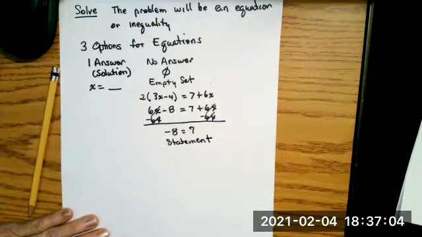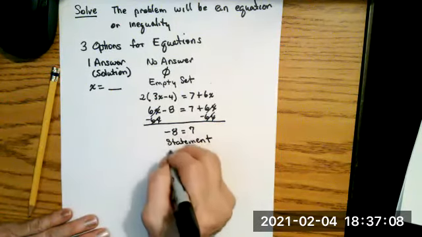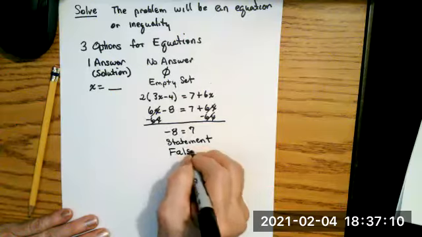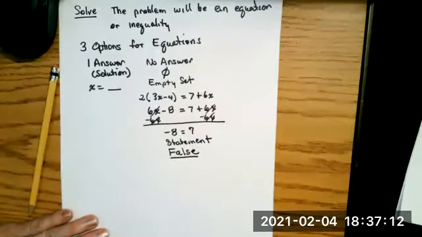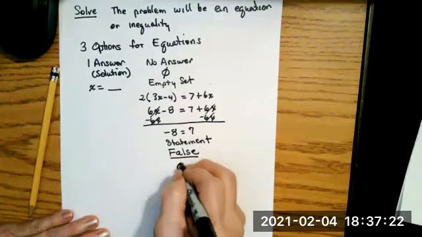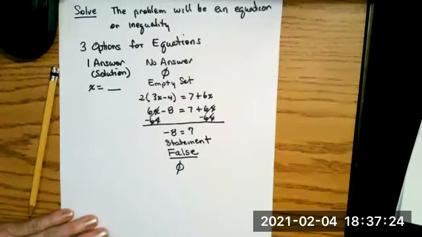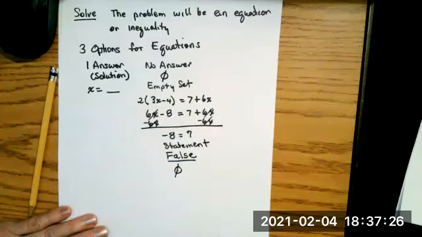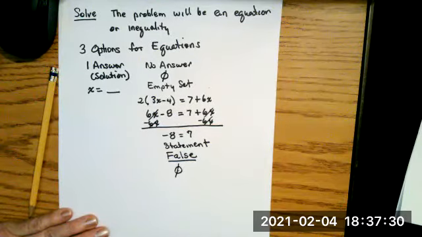Is negative 8 equal to 7? No. So if you have a false statement because your variables have subtracted out, then your answer is no solution, no answer, empty set, not going to happen, can't work, all of those things.